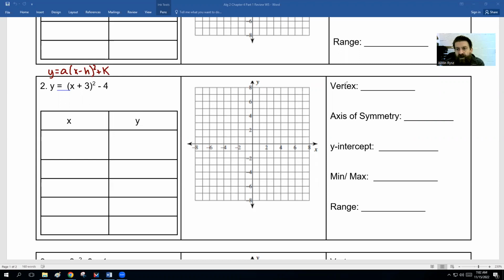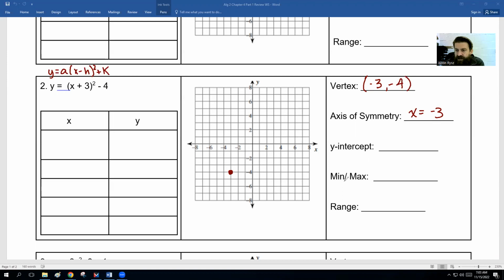All right, our vertex, which is at (h, k), the h number is, be careful here, it would be -3, because if we subtract a -3, that's the same thing as +3, and our k is at -4. All right, so (-3, -4) is our vertex. The axis of symmetry is x equals -3. So it's x equals the h number.